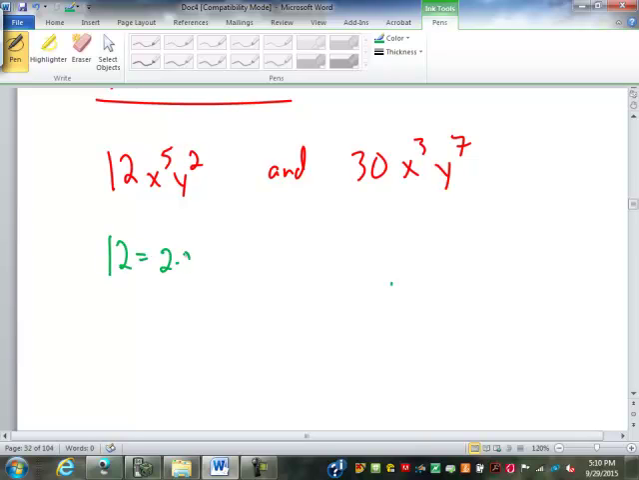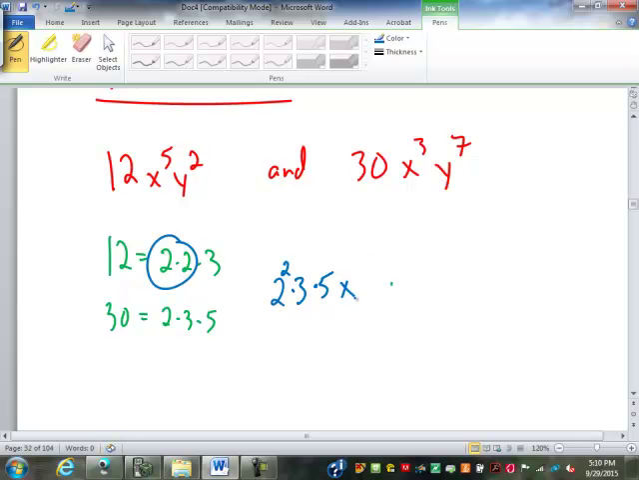12 factors into 2 times 2 times 3. 30 factors into 2 times 3 times 5. So we have 2's, 3's, and 5's. Is there anything that has a power bigger than 1? The 2, there's 2 of them there, so that's 2 squared. Nothing else has a power bigger than 1.